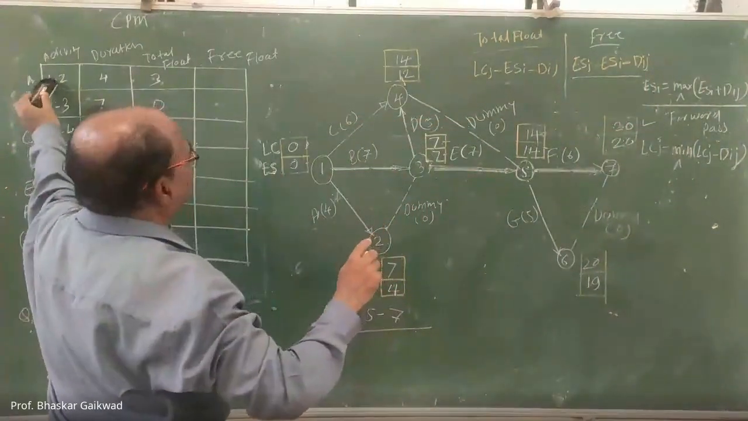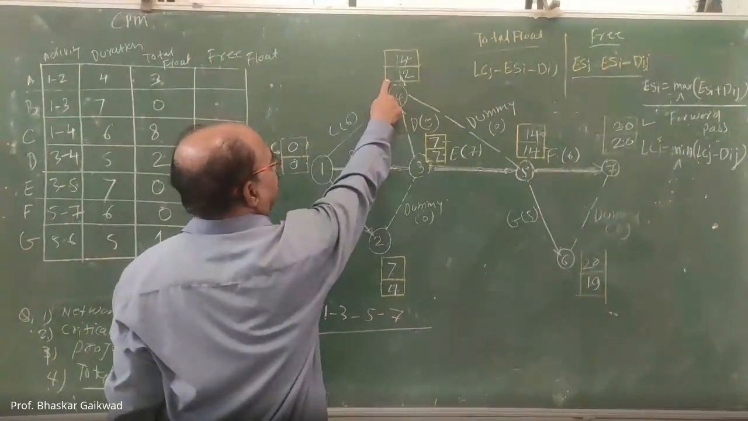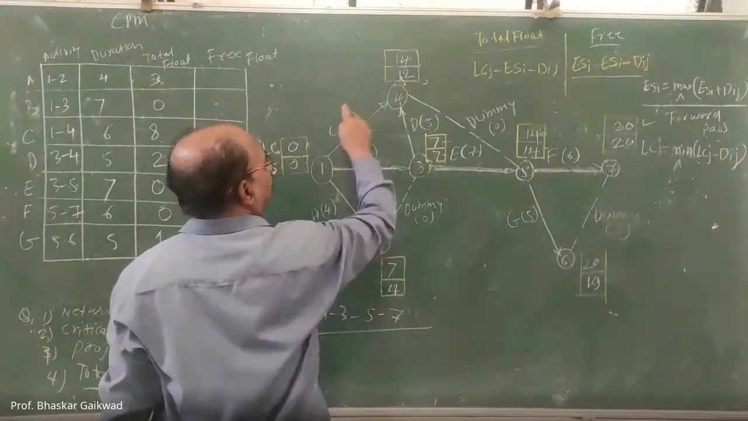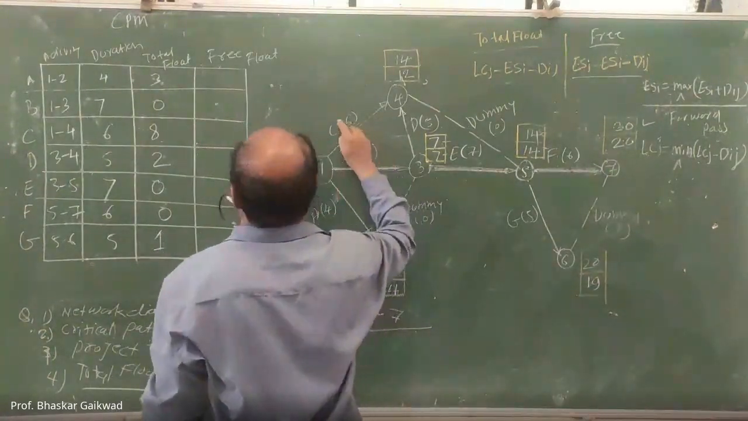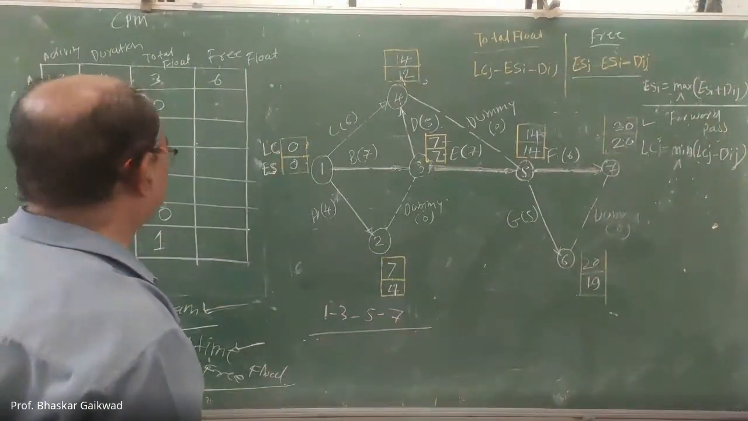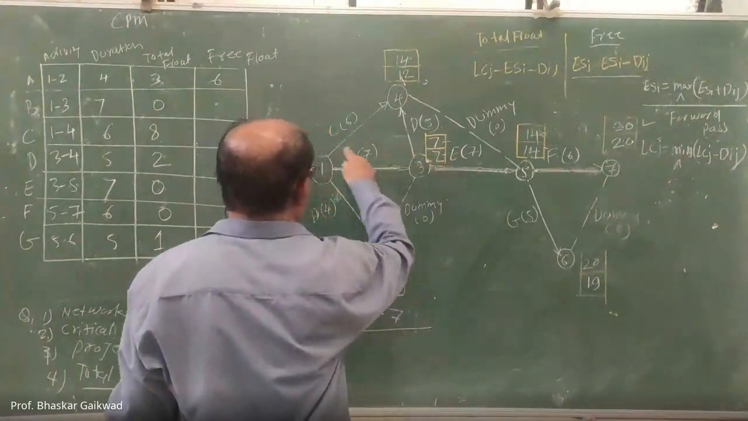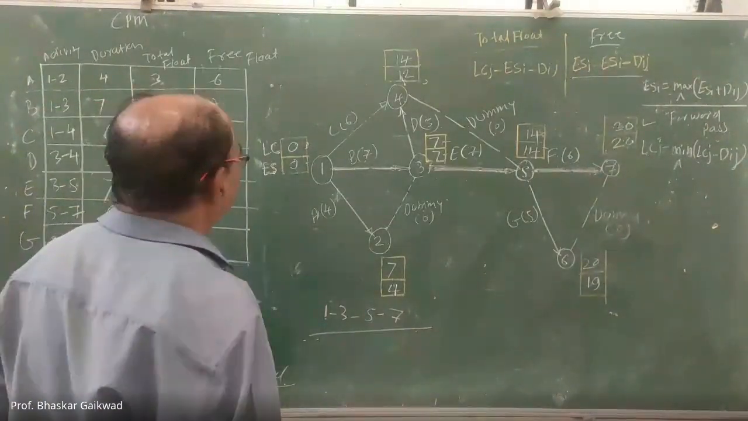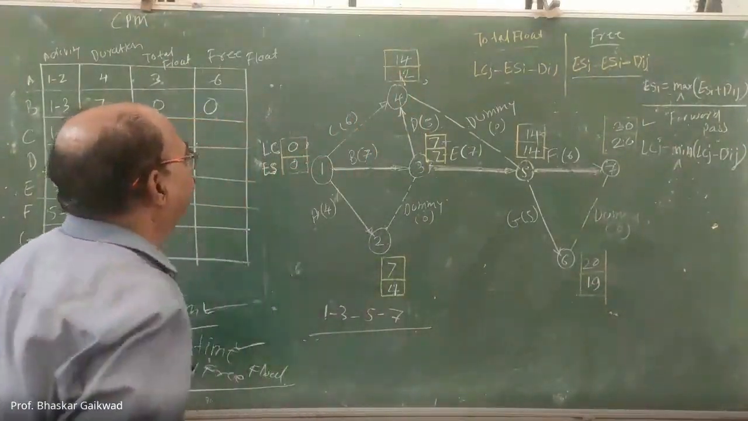Let us consider activity 1 to 2. Here is actually ESJ, so this is the J. And initial here is 0. So 12 minus 0 minus 6. How much here? 6. Then 1 to 3: here it is 7, 7 minus 0 minus 7, 0. Then 1 to 4: 12 minus 0 minus 6, 6.